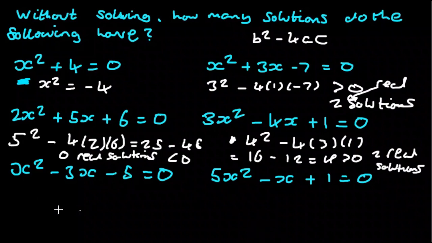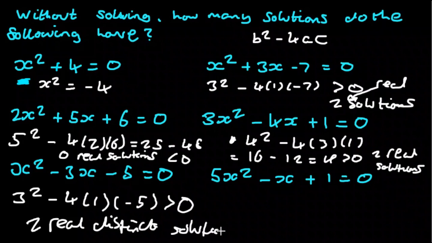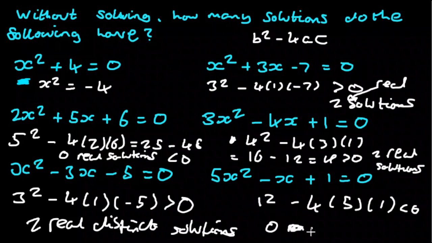And then here, again, we're getting b squared minus 4ac, so 3 squared minus 4 times 1 multiplied by negative 5, greater than 0. Again, because we're adding a positive number to another positive number, we don't even have to calculate it. So 2 real, distinct solutions. Final example, we've got 1 squared minus 4 times 5 times 1, and that is clearly less than 0, so we have no real solutions.